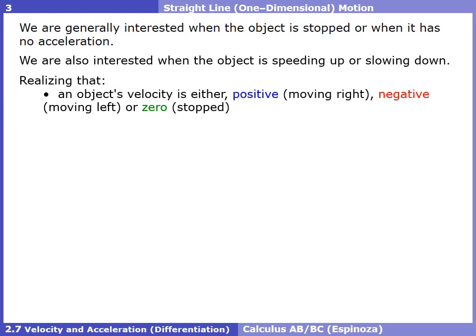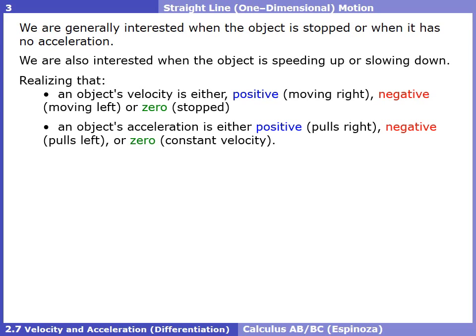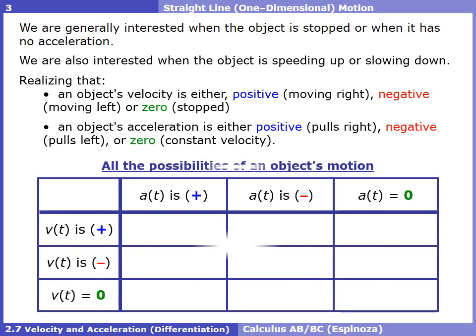An object's velocity is either positive, moving right, negative, moving left, or 0 if it's stopped. If an object's acceleration is positive, that means there's a pull to the right. If the object's acceleration is negative, there's a pull to the left. And if it's 0, we just have constant velocity. So we're going to fill in this table that will list all the possibilities of an object's motion.